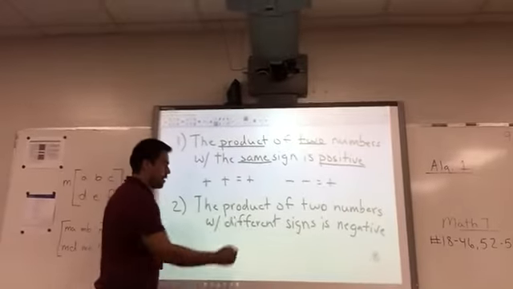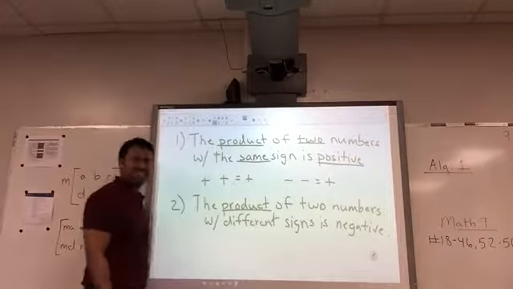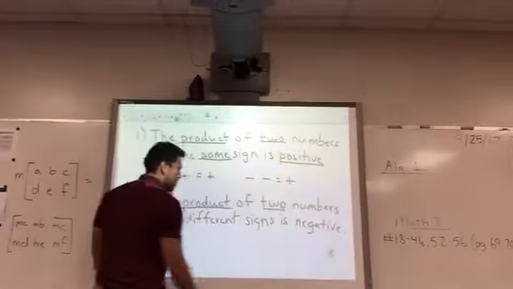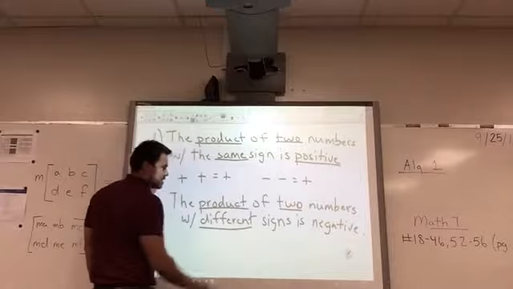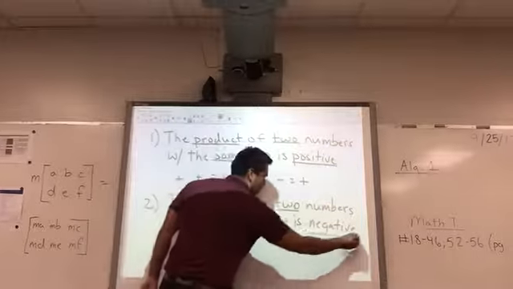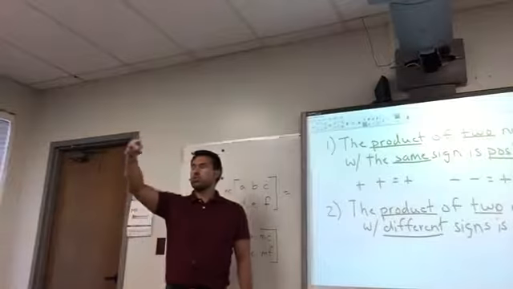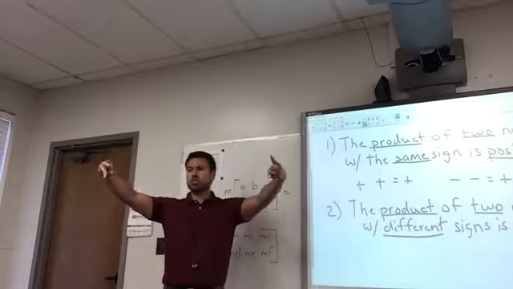Okay, what's the operation? Multiplication, because we're talking about product. How many numbers? Two of them. What kind of signs? Different. Give me what kind of product? Negative.